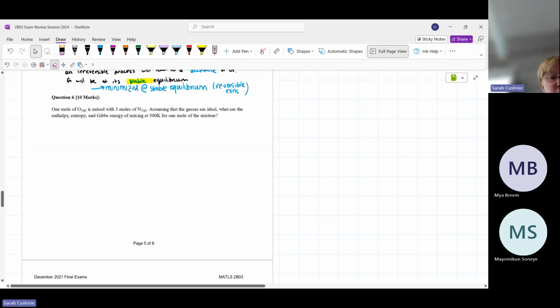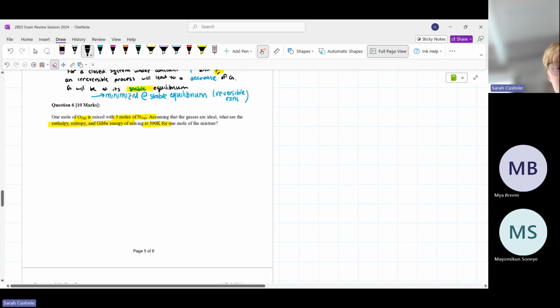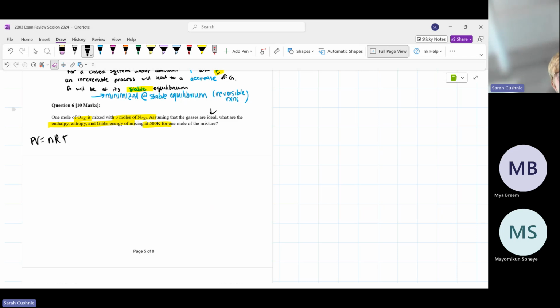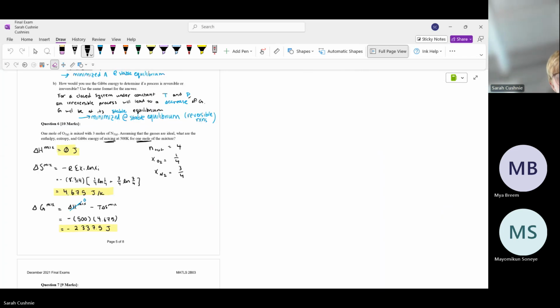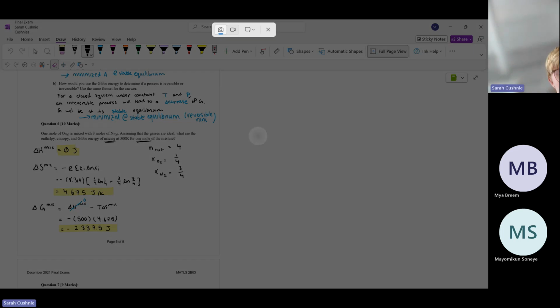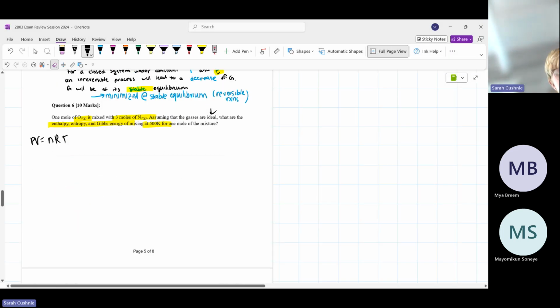Okie dokie. So next we have 1 mole of oxygen mixed with 3 moles of nitrogen. Assuming that the gases are ideal, what are the enthalpy, entropy, and Gibbs energy of mixing at 500 K for 1 mole of the mixture? So the way that we approach this, we're dealing with ideal gases here. That's the big thing that we need to talk about. So we have an ideal gas, we know PV is equal to nRT, right? So let's start by breaking this down.